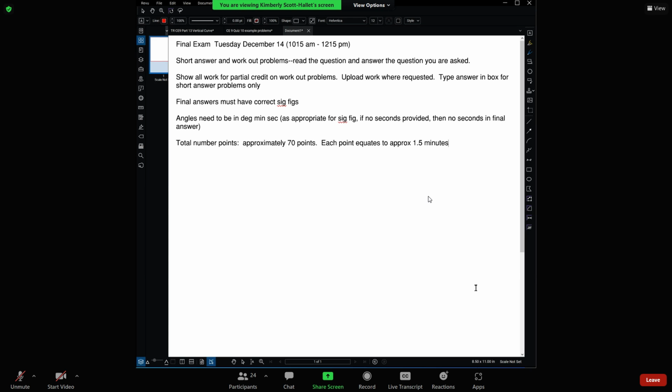For time management, I know a lot of students are having problems with time management, not completing the exam. Each point equates to approximately 1.5 minutes. So if I have a 10-point problem, that should be taking me about 15 minutes. If I have a 2-point problem, I should be looking at 3 to 4 minutes. If I'm not doing my problems in that time frame, I'm probably not going to finish the exam.